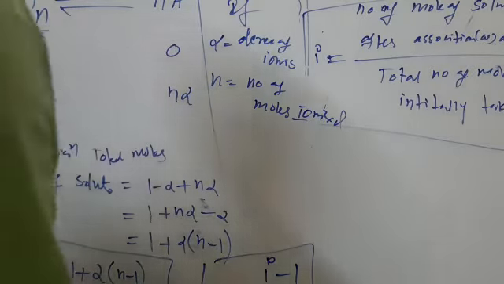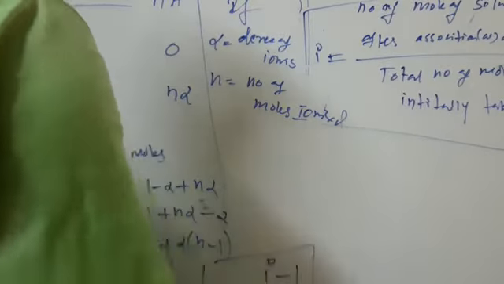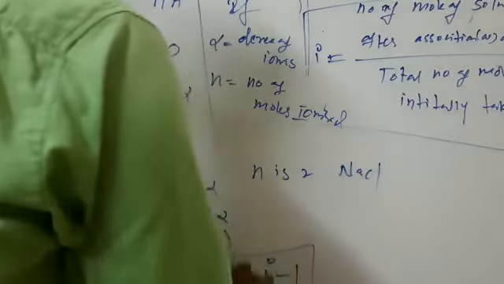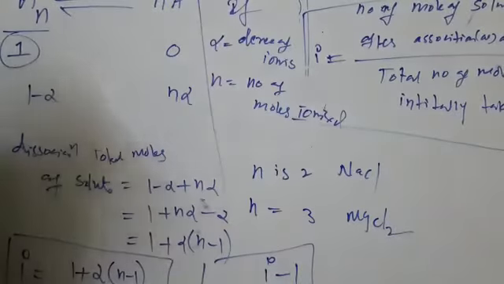Generally, n is 2 for NaCl because it gives 2 particles. n is 3 for MgCl2 type of compounds. So the van't Hoff factor also becomes like that. Okay, now.